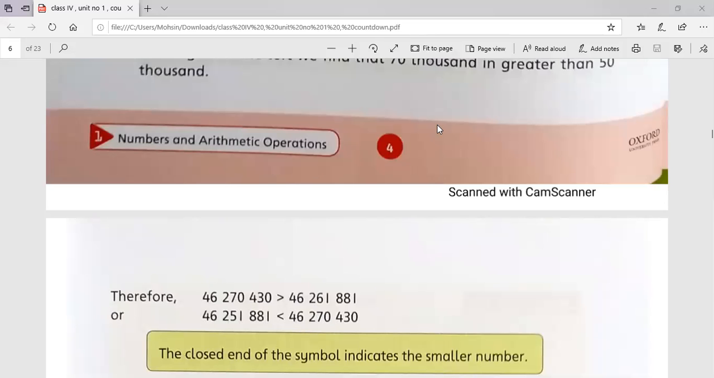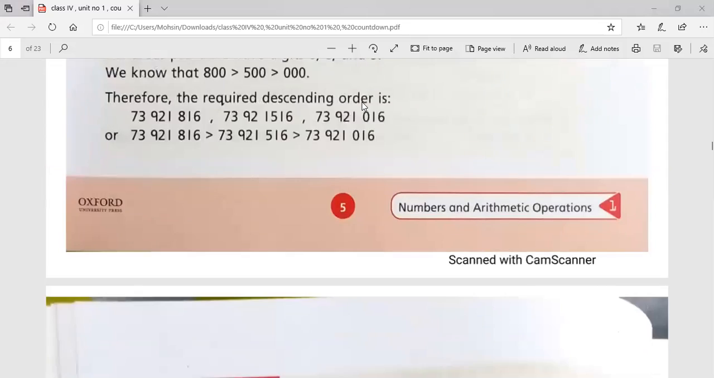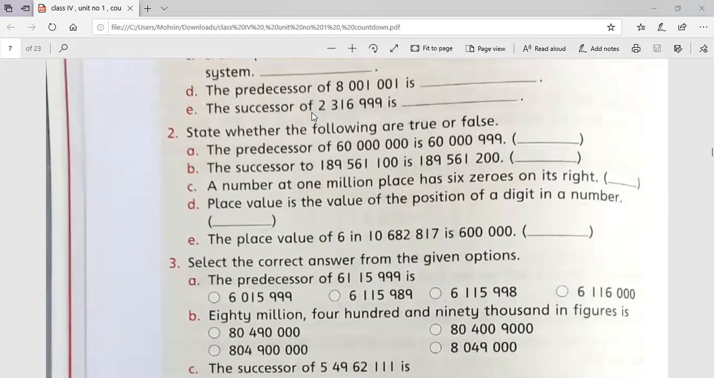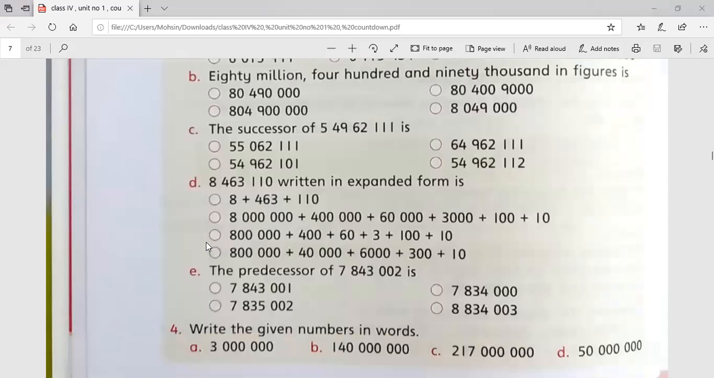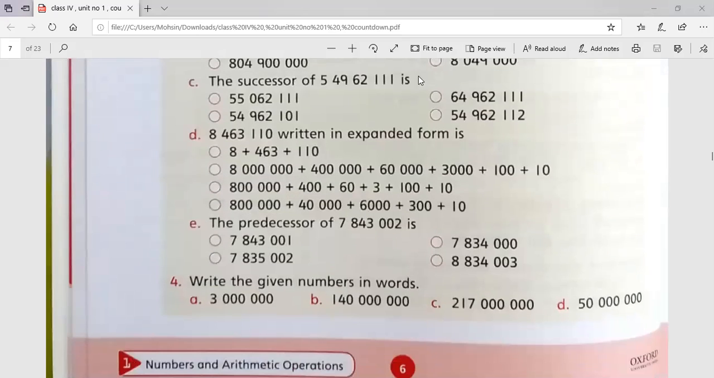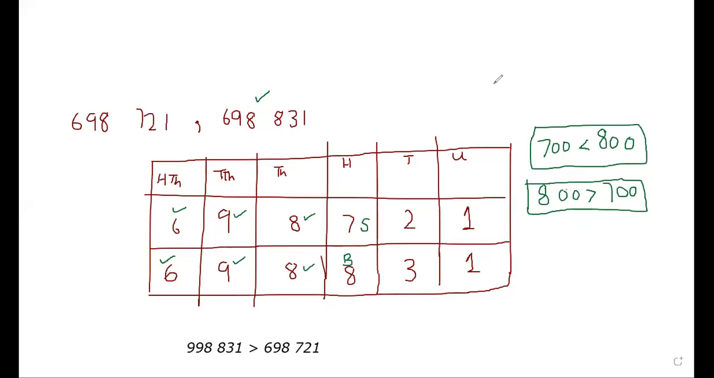Now come to the exercise. This is your exercise on page number 6. Now what you have to do is question number 3 and question number 4. This is your homework. I'm going to write the diary for you on the board. Write your diaries first, everyone.